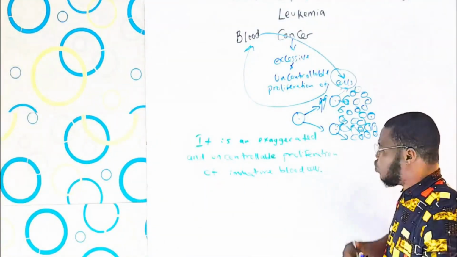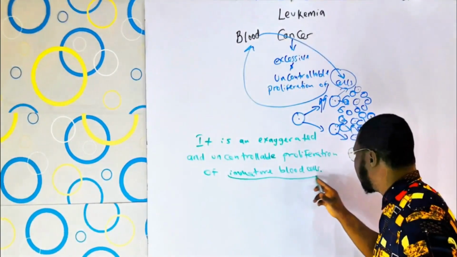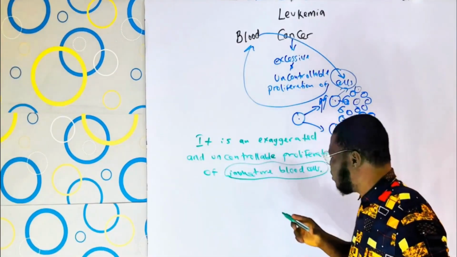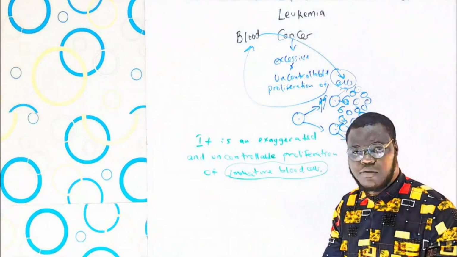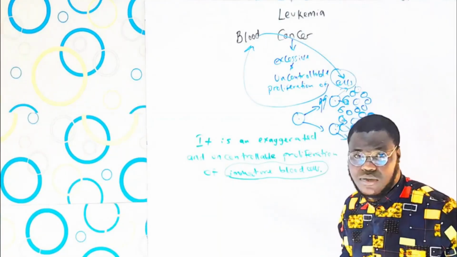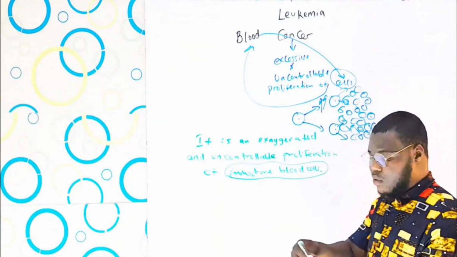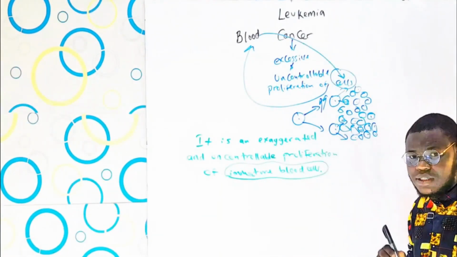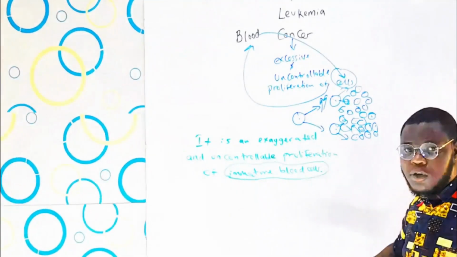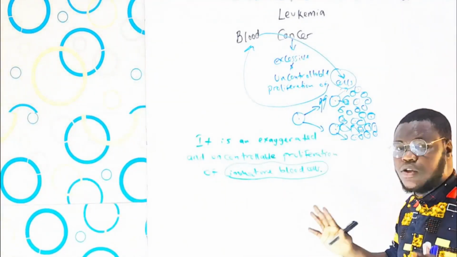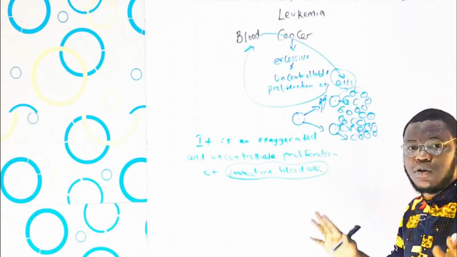For you to know that, talking about immature blood cells, this is actually talking about the initial stages of production. The initial stages of what? Of production. Now, let's quickly take a look at the initial stages of production of what? Of blood cells. But specifically, we're talking about the white blood cells.